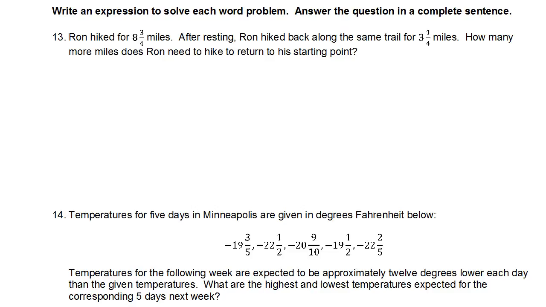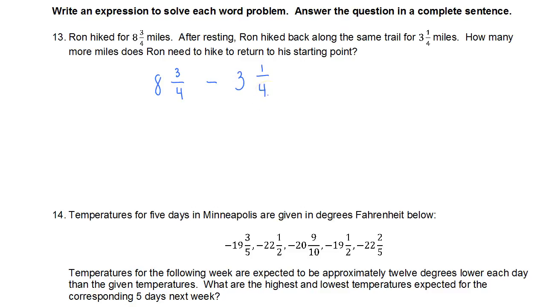So number 13 says, Ron hiked for 8 3/4 miles. After resting, Ron hiked back along the same trail for 3 1/4 miles. How many more miles does Ron need to hike to return to his starting point? So if the total was 8 3/4 and he's come back 3 1/4 miles already, then we want to subtract in order to find the distance that he still needs to hike. So for my expression, I have 8 3/4 minus 3 1/4.